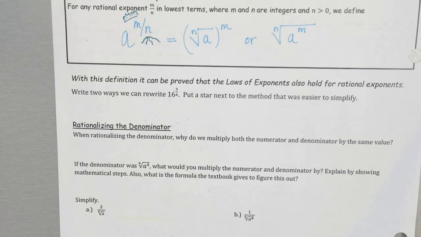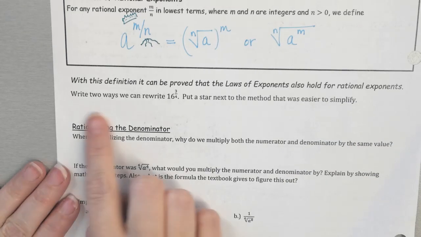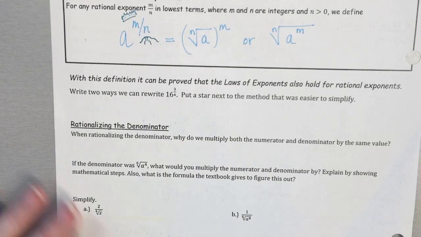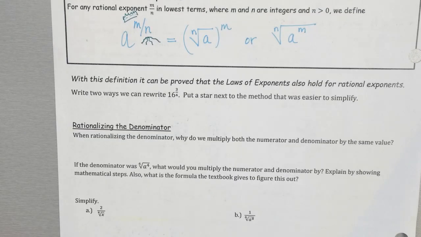So with that definition, it can be proved that the laws of exponents also hold for rational exponents. So all of the laws that we talked about, when you're multiplying, you add your exponents together. The same thing is going to be true with rational exponents. We're going to add those together. So we're going to rewrite 16 to the power 3/4 in 2 ways, and then we're going to put a star by the way that was easier to do without our calculator.